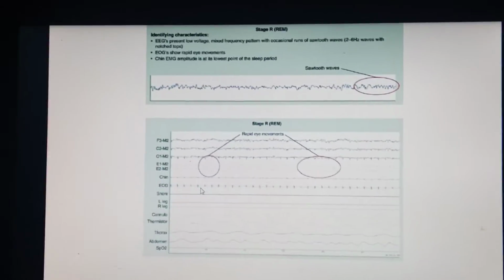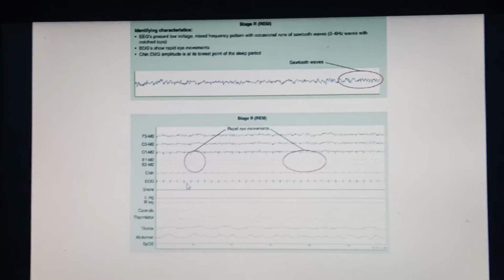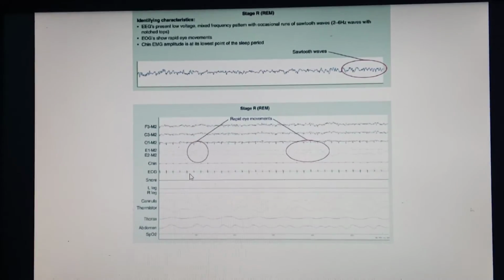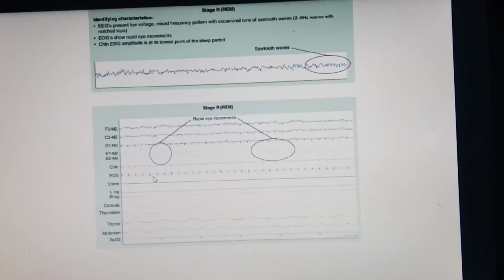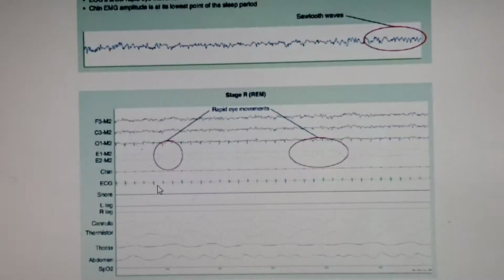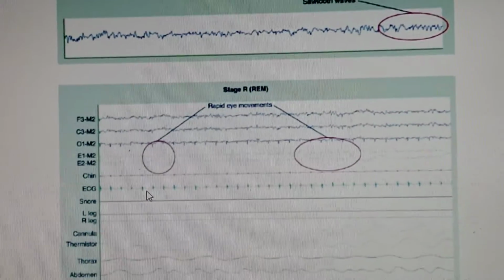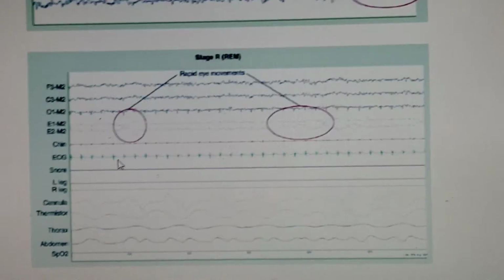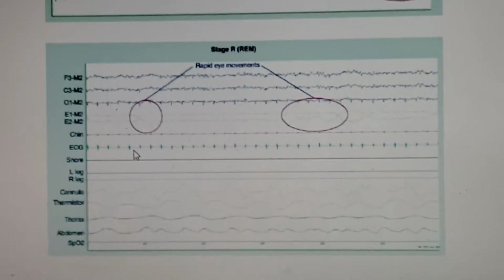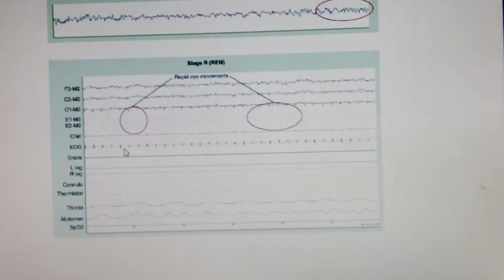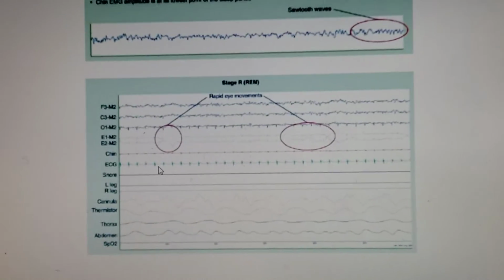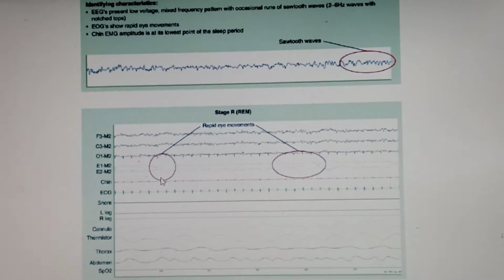So in stage one you will see the chin tone was high, and there were slow eye movements, but here you will see rapid eye movements and chin tone. That is also important. Chin tone is at the lowest level. Okay, here you can see the very low chin tone.